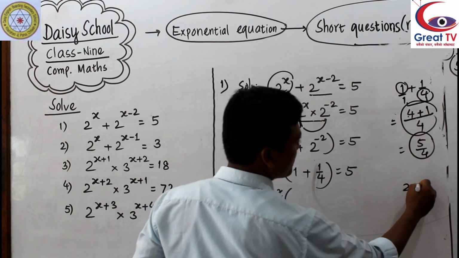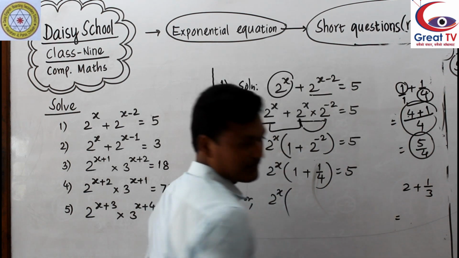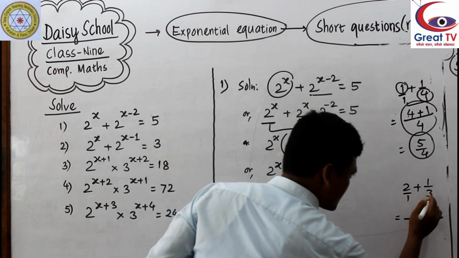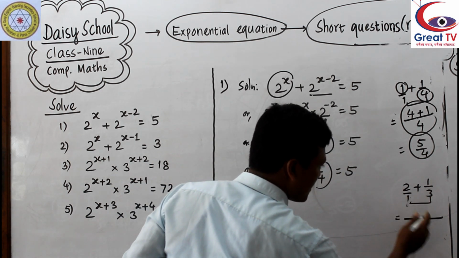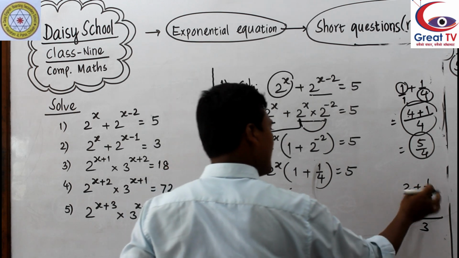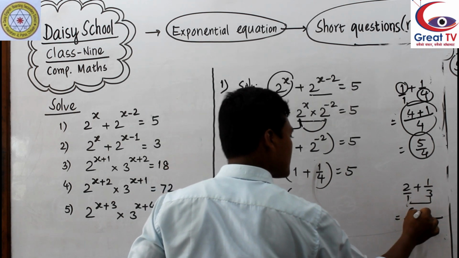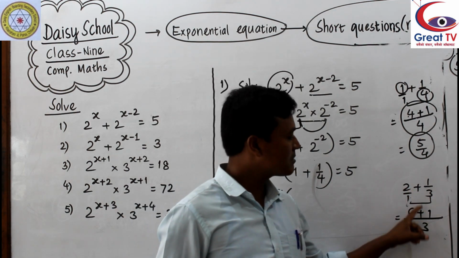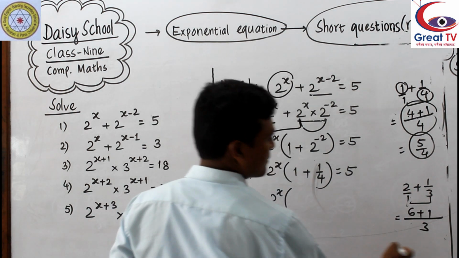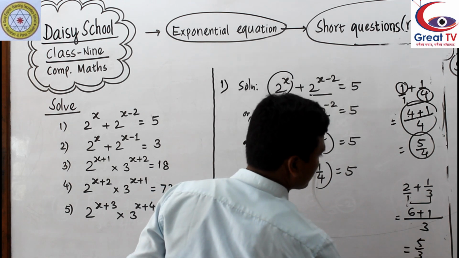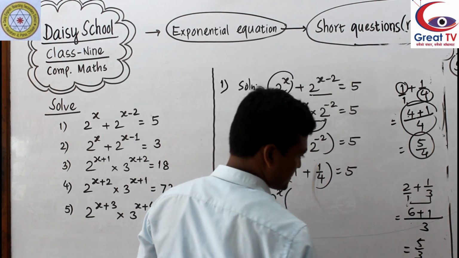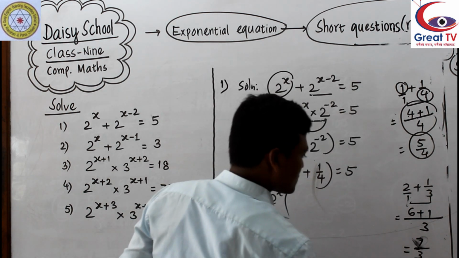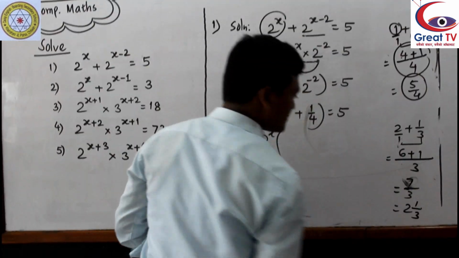One more: if I have 2 plus 1 by 3. While simplifying these 2, it is actually 2 upon 1, that is denominator with denominator. 3 times 1 is 3. Then go this way: 3 times 2 is 6, plus 1 times 1 is 1. If here there is a minus sign, just write the minus sign over here. Then now it is 7 upon 3. So 2 whole, 1 upon 3 is the sum.